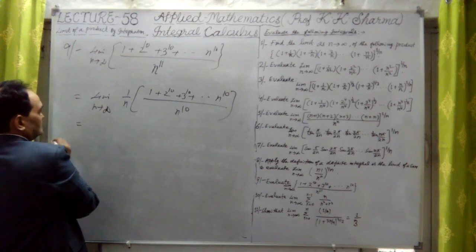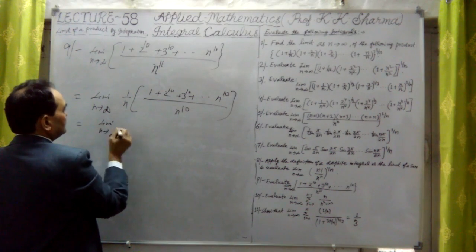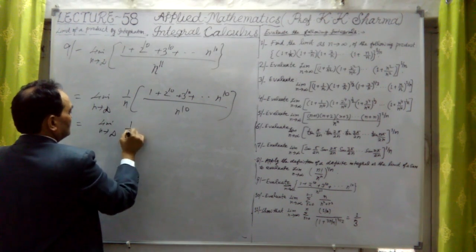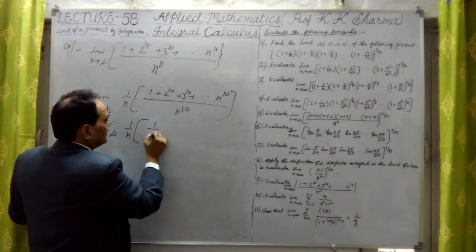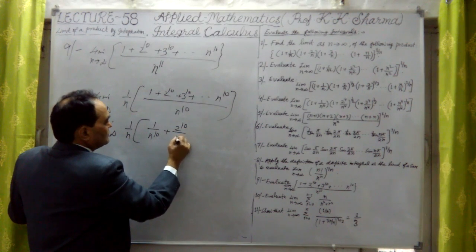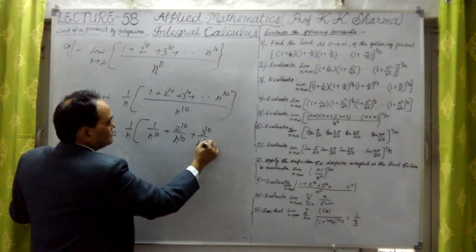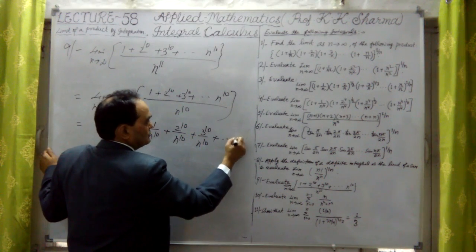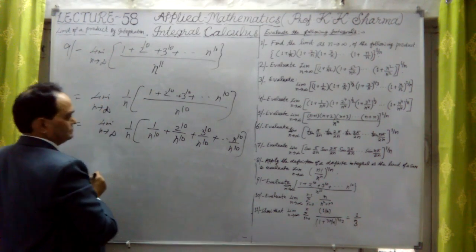So what do we get? This is the limit n tends to infinity. We are solving it: 1 upon n, then here it is 1 upon n raised to power 10, the first one, plus 2 raised to power 10 upon n raised to power 10, plus 3 raised to power 10 upon n raised to power 10, plus and so on, n raised to power 10 upon n raised to power 10. This is the value here.